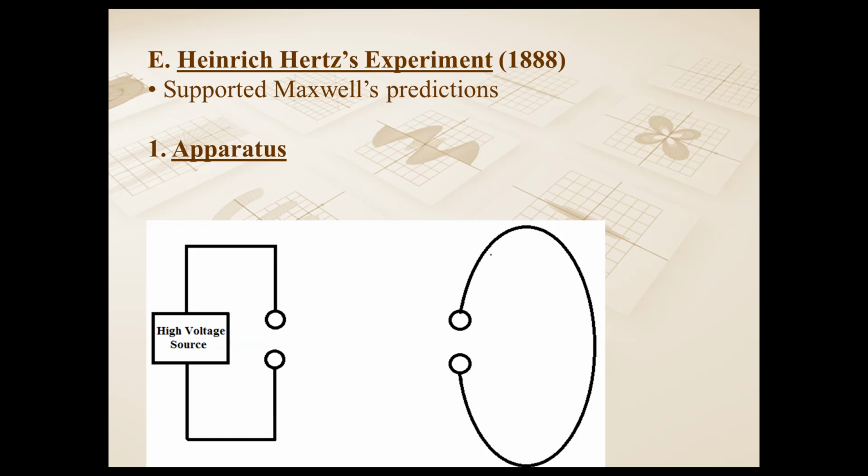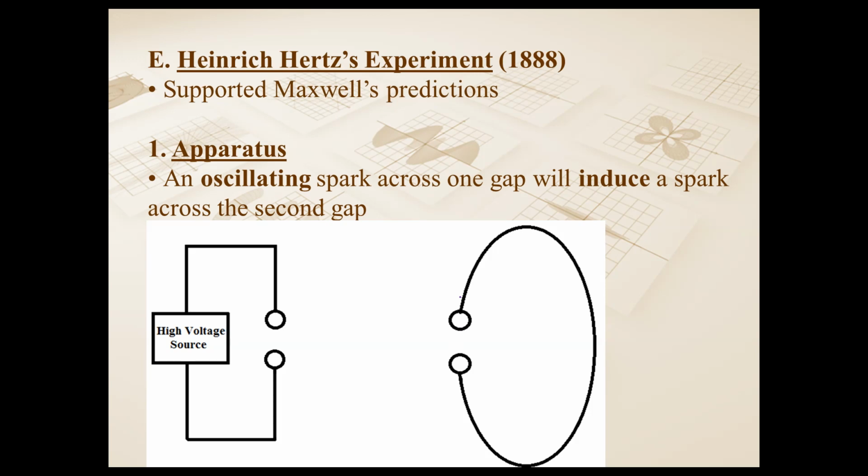Somewhere across the room, we have another circuit, and it's broken, but this one has no power source. So at first glance, it doesn't seem like there is anything that would be capable of causing an electron in this one to jump across the gap. If you don't have any battery source, how could you possibly make it jump across the gap? What he observed is that if you have an oscillating spark across one gap, it will induce a spark across the second one, which means that if an electron starts to hop across this gap and comes back across this one, then I'm also going to see a spark that oscillates across this gap as well.